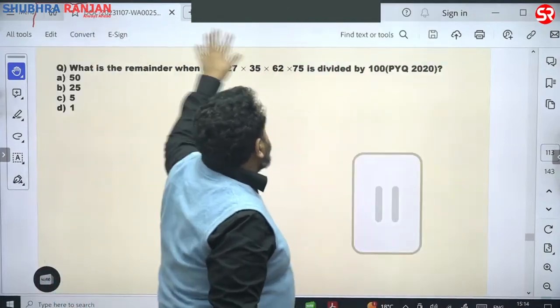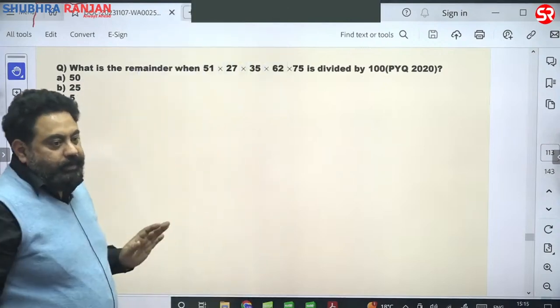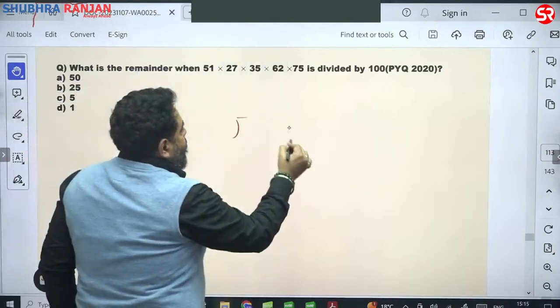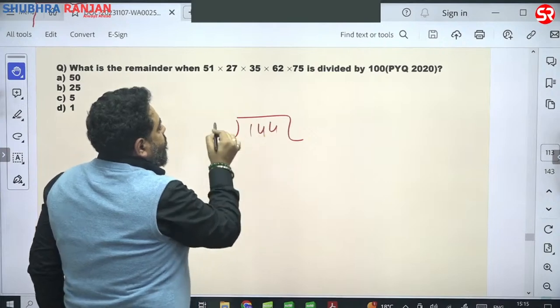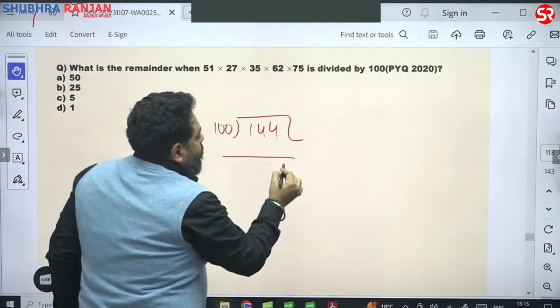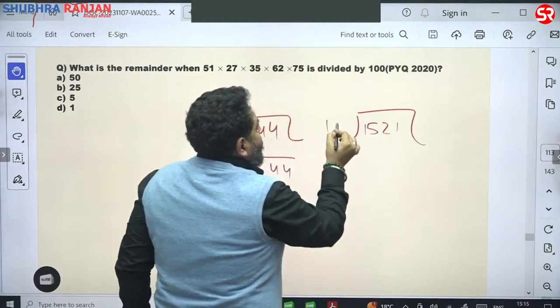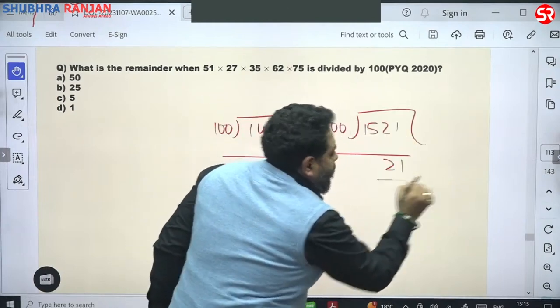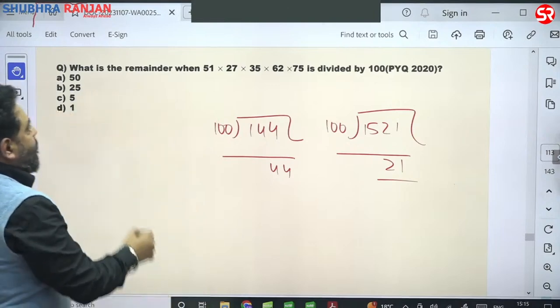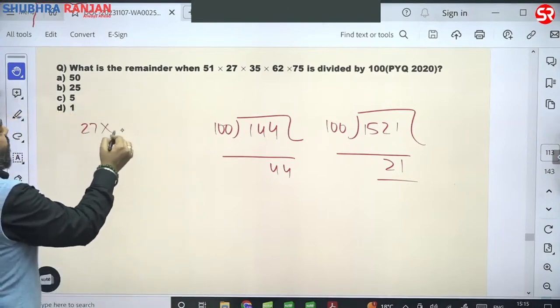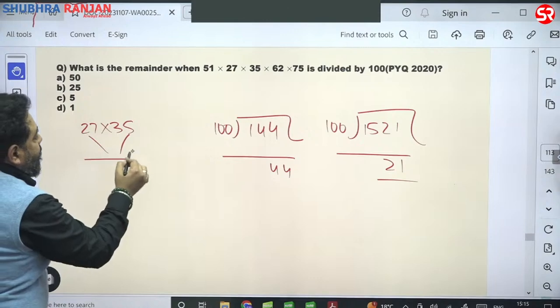It is divided by 100. When you divide a number by 100, possible remainder is 44. When divided by 100, remainder is 44. I say 1521. When divided by 100, remainder is 21. If you even make pair 27 into 35, you are saying, sir, its unit digit is 5.